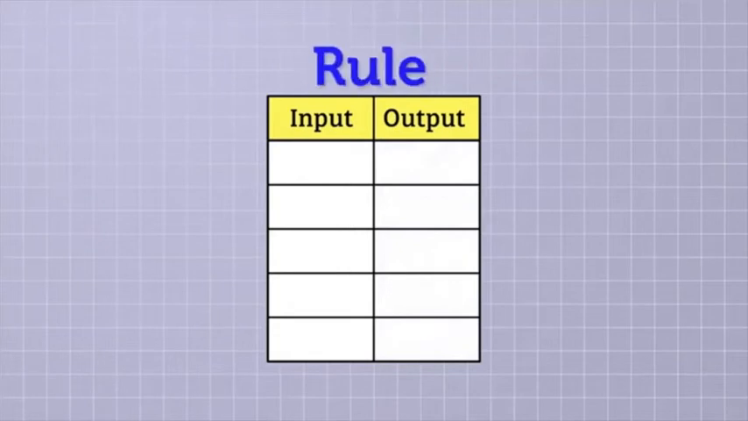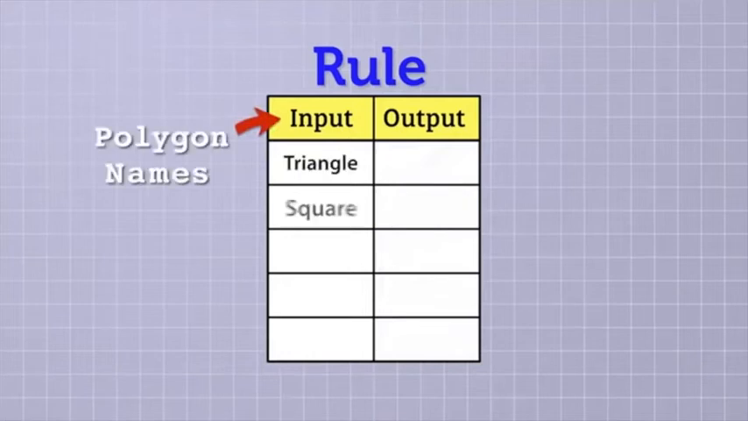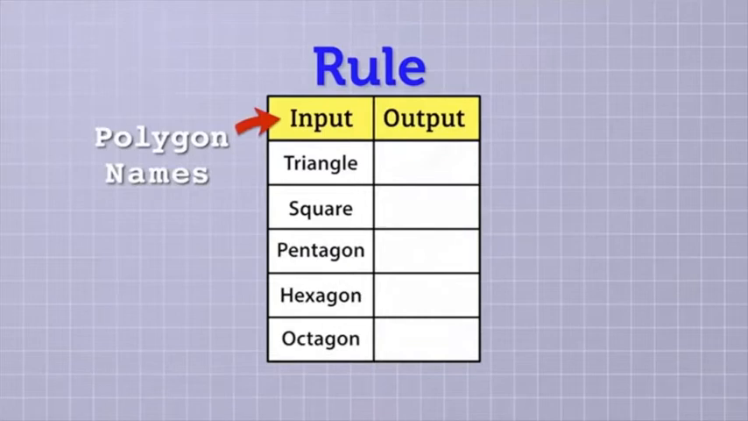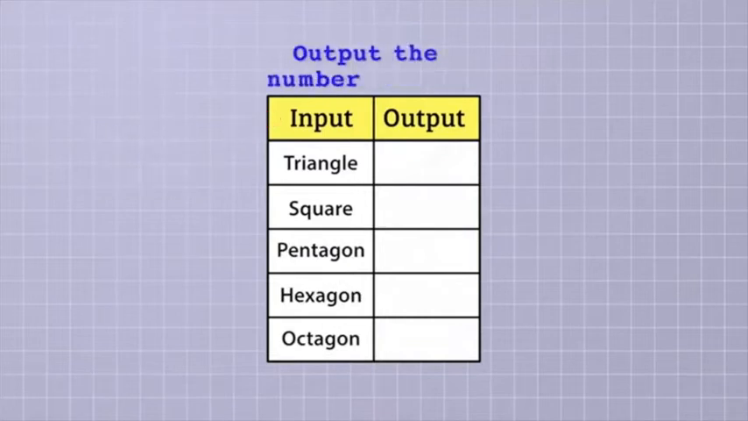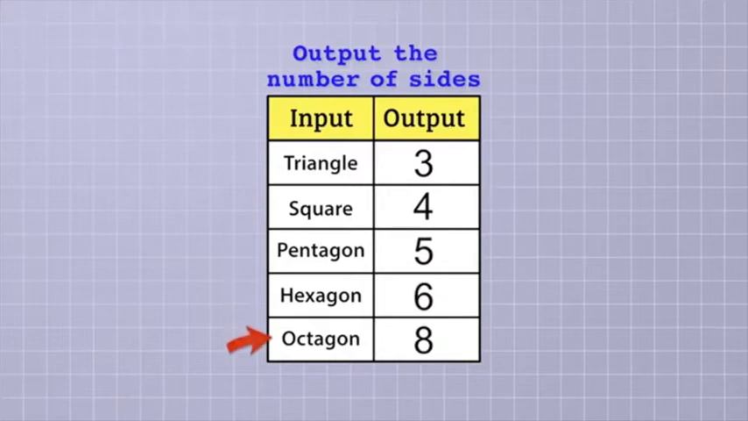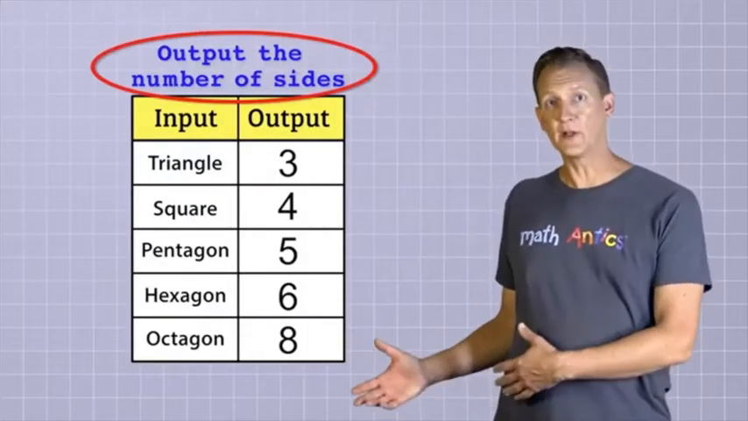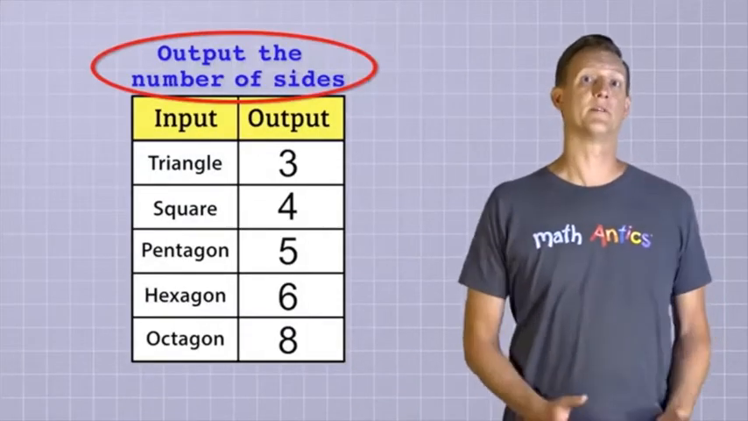For example, let's say that the input set of a function is a list of common polygon names like triangle, square, pentagon, hexagon, and octagon. The function itself could be a simple rule that says output the number of sides. That means if we input triangle into the function, the output will be 3. And if we input square, the output will be 4. If we input pentagon, the output will be 5, and so on. So this function simply relates the name of a polygon to its number of sides.